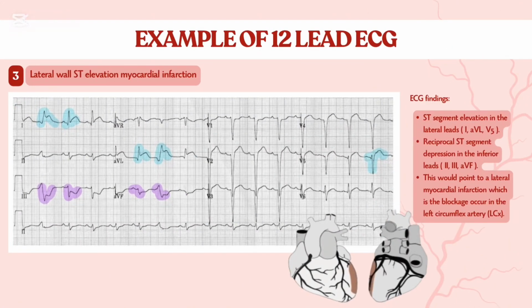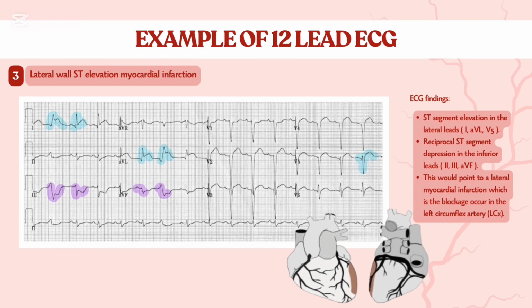Lastly is lateral wall ST elevation myocardial infarction. The ECG shows ST segment elevation in the lateral leads, which are lead 1, AVL and V5. There is reciprocal ST segment depression in the inferior leads, which are lead 2, lead 3 and AVF. So this would point to a lateral myocardial infarction, where the blockage occurs in the left circumflex artery.